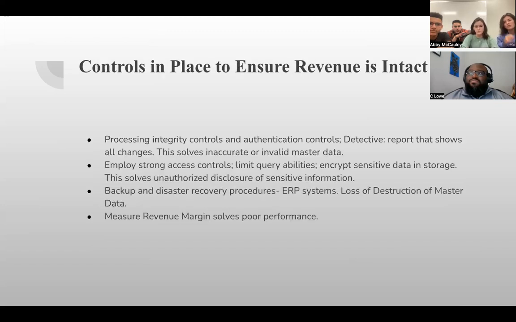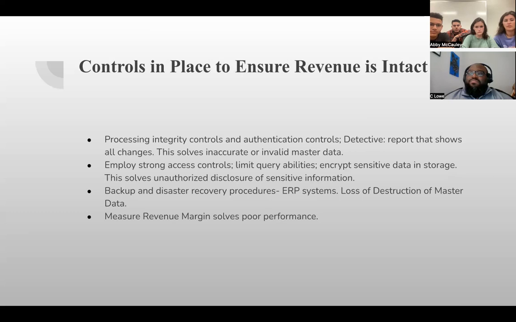So the controls in place to ensure revenue are processing integrity controls and authentication controls. You are putting in strong access controls to limit certain liabilities. You encrypt sensitive data in storage so that only certain people are allowed access. This helps with information not being disclosed. There also have to be backup options, like procedures in case certain things go down. This is the ERP systems that we mentioned.